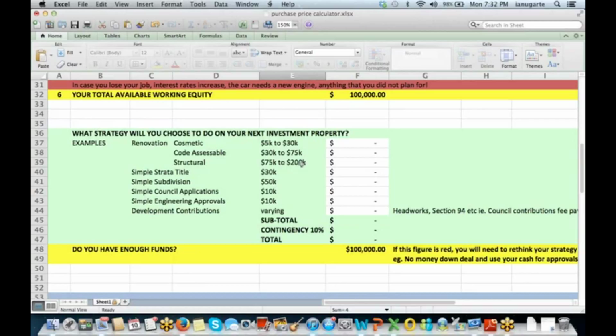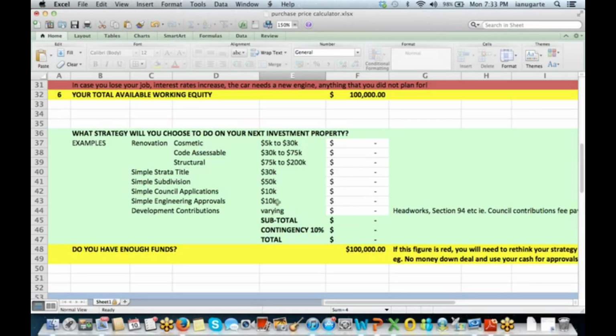Now, do you want to do a strata title? If it's a paper shuffle and there's no work to do other than the surveyor and the legal person putting it all together, it may cost as little as $30,000. A simple subdivision, so if you're doing a corner block or a dual lot single title where you're just lifting title, allow $50,000. If you're doing full-on subdivisions, well, it's obviously going to cost you more. A simple council application to accompany a subdivision and a strata may cost you about $10,000.